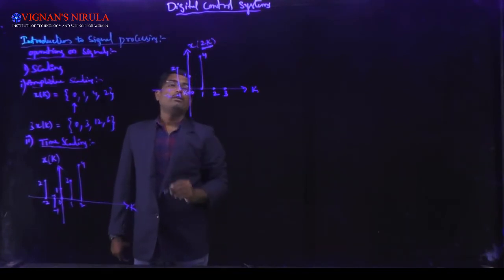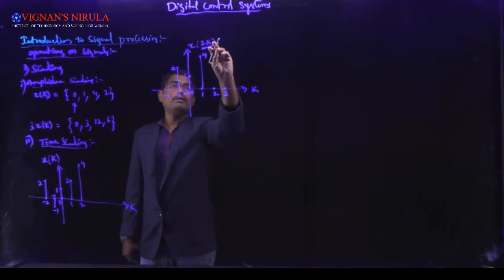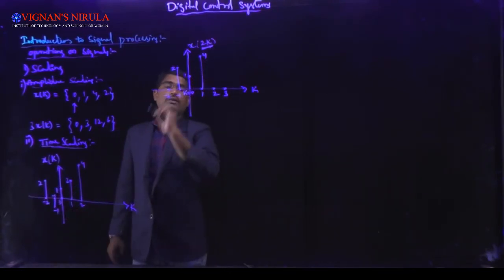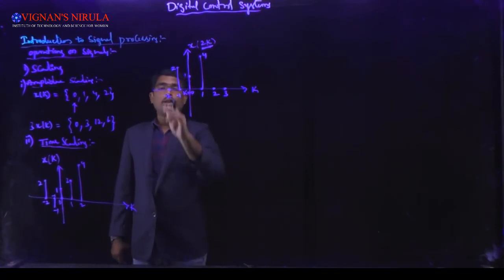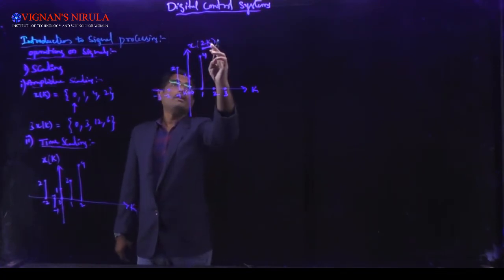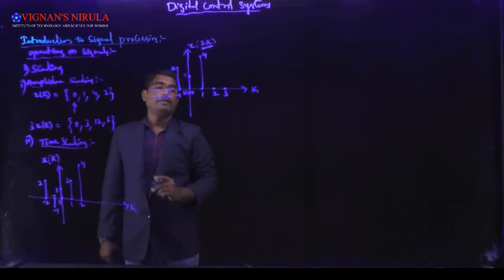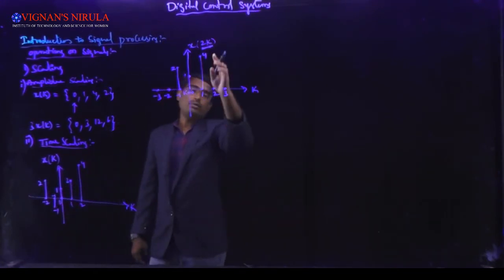Similarly, if you put k equals minus 2 here, x of 2 into minus 2, x of minus 4, there is no value for x of minus 4 here, so simply it will be 0. Again for k equals minus 3, x of minus 6, there is no value here, 0. In this way we can draw the signal x of 2k.